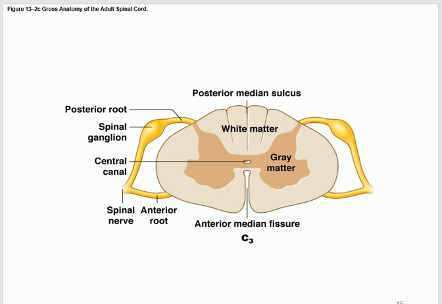How to know? There are many things. One of them is you will see the fissure in the front and the sulcus in the back, but this is not the clearest one. The easiest one to tell is the presence of this ganglion only in the posterior. So if I'm asking you which side is posterior, this or this? This one here. How did you know? The ganglia is here. Clear?